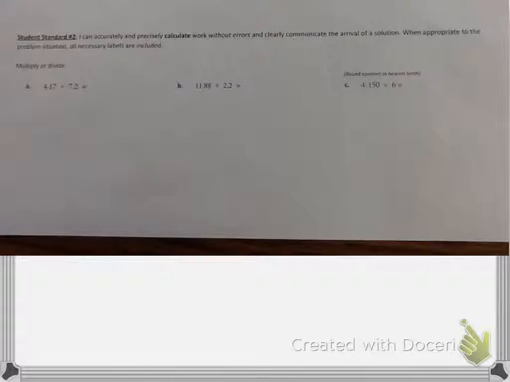So my problem, 4 and 17/100 multiplied by 7 and 2/10. First thing I want to do is estimate. So I'm going to put a big E for my estimate. Okay, 4 and 17/100 I could simplify to 4. 7 and 2/10 I can simplify to 7. Remember, when we simplify, we want to make it easy numbers that we can do the calculation in our head. So my estimate would be 28. So I know that my product should be close to 28.